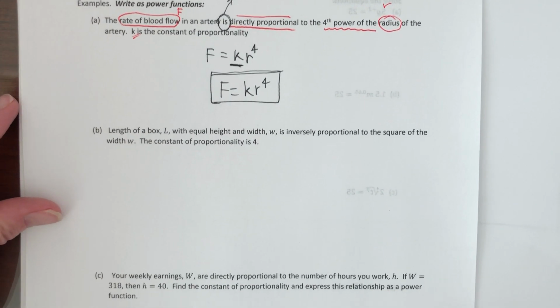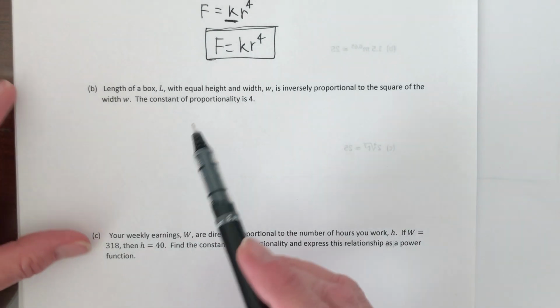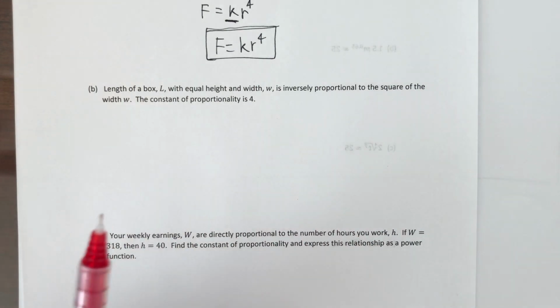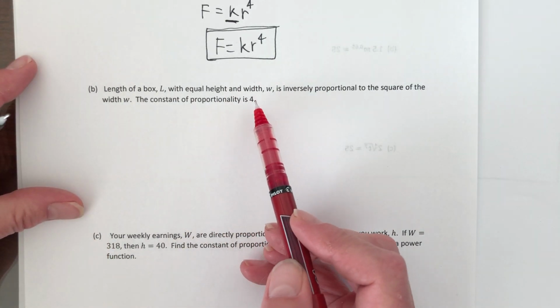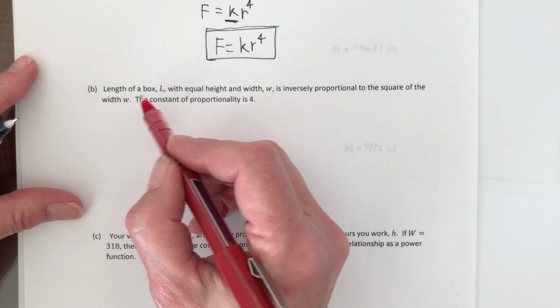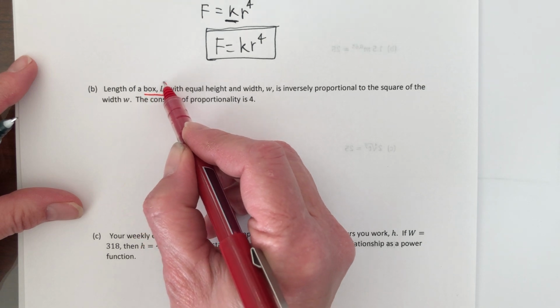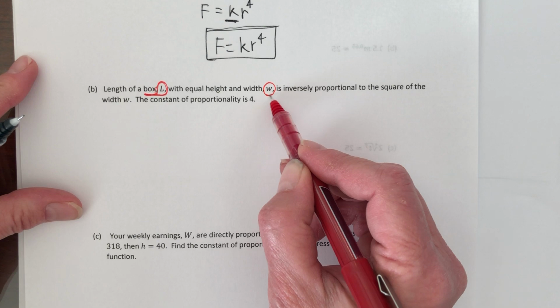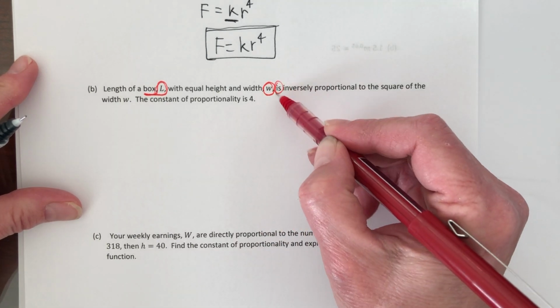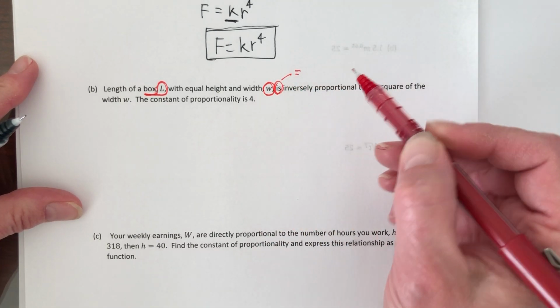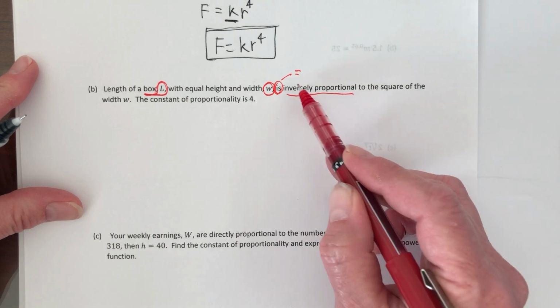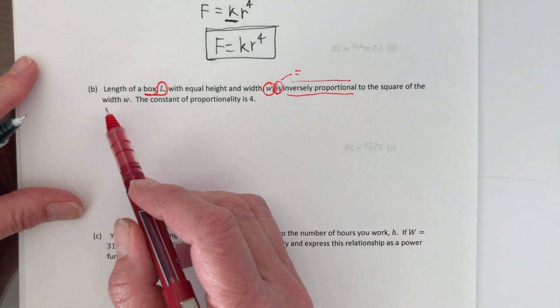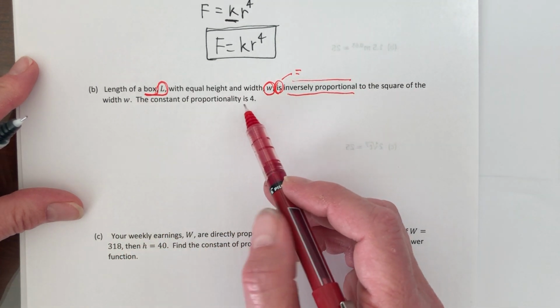Length of a box L, with equal height and width W, is inversely proportional to the square of the width W. The constant of proportionality is 4. Okay, length of a box L with equal height and width W is, this is our equal sign, inversely proportional. We know what that looks like too, to the square of the width W. The constant of proportionality is 4.